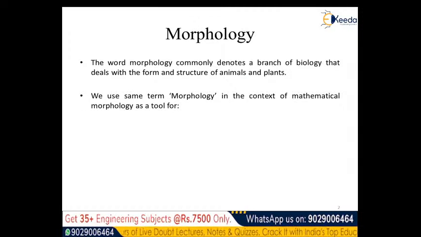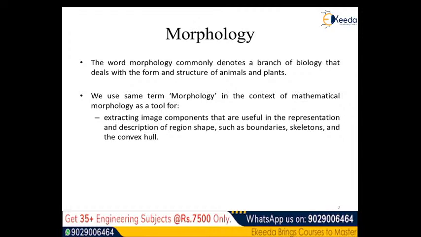The same term morphology is here. In the context of mathematical morphology, we have certain details, and of course especially in the context of our subject, image processing. With the help of morphological operations, it is possible to extract image information that we are intended to find because it is useful. The extraction of various kinds of image information or image components is made possible with the help of the morphological operation.